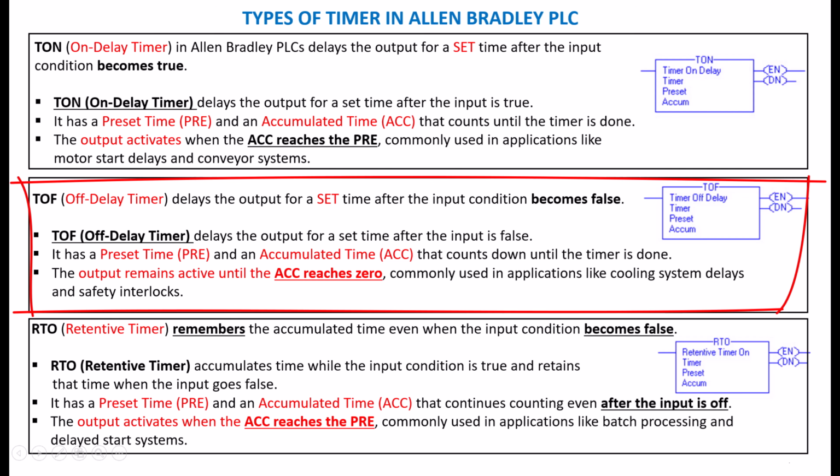Now let's move on to the TOF, or off-delay timer. The off-delay timer operates in the opposite way of the on-delay timer. It delays the deactivation of an output after the input condition becomes false. Think of it like a light that stays on for a short period even after you turn off the switch.